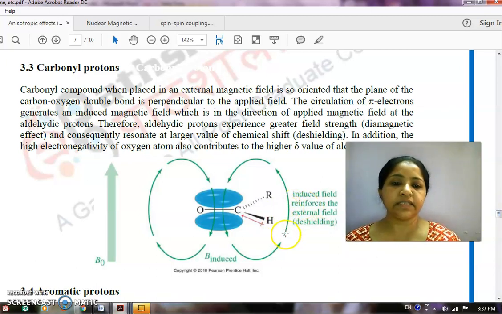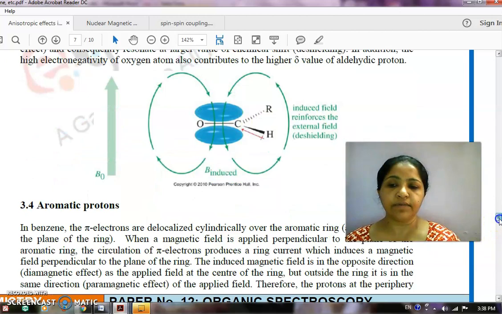Just see this direction. This direction will tell you that it is in alignment and it is reinforcing the external magnetic field. Therefore it requires lesser magnetic field to resonate, and hence it is getting de-shielded and it requires a larger delta value.